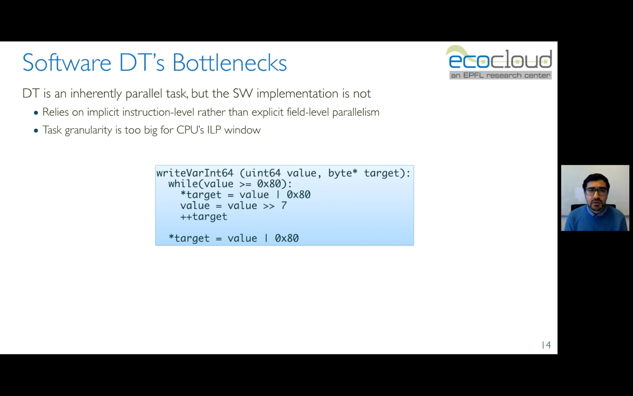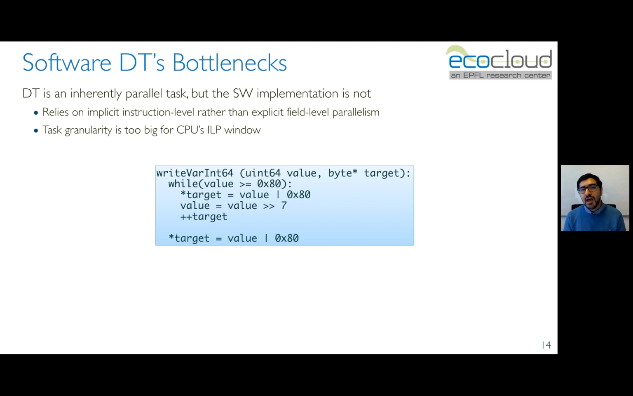So as we saw earlier, while DT is an inherently parallel task, the software implementation is not. This is mainly due to the use of ISA as an abstraction to represent the underlying operations. The software implementation relies on implicit instruction level rather than explicit field level parallelism. The task granularity is too big for the CPU's ILP window, and it cannot find enough parallelism.